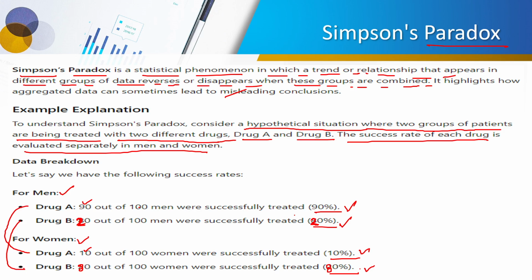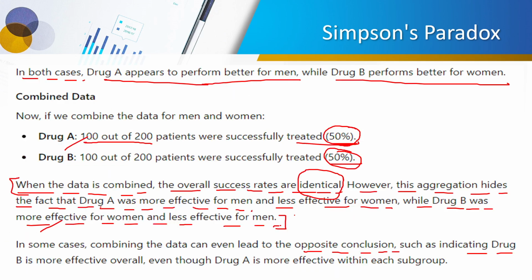So what happened for drug A? 90 out of 100 men were successfully treated by drug A, and 20 out of 100 men were successfully treated by drug B. And the same we applied to women, where we have a different case. 10 out of 100 women were successfully treated by drug A, and 80 out of 100 women were successfully treated by drug B. But if you combine with respect to patients, drug A cures 100 patients out of 200, and at the same time drug B also cures 100 patients out of 200.